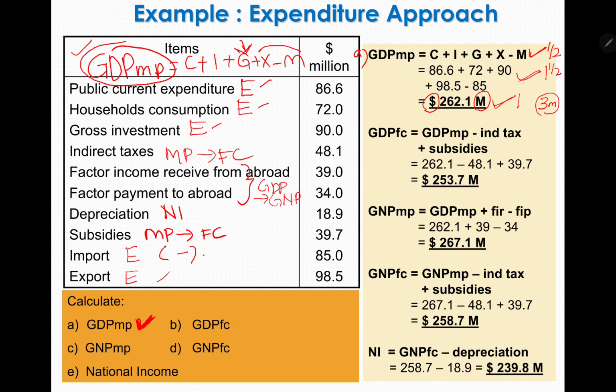And then we move to question B. Question B asks you to please calculate GDP at factor cost. So in this national income accounting question, normally you can use the other question to help you to answer the other question. Okay, so in this case, for question B, you look at the previous question. In here you have GDP at market price, but now you want the GDP at factor cost.